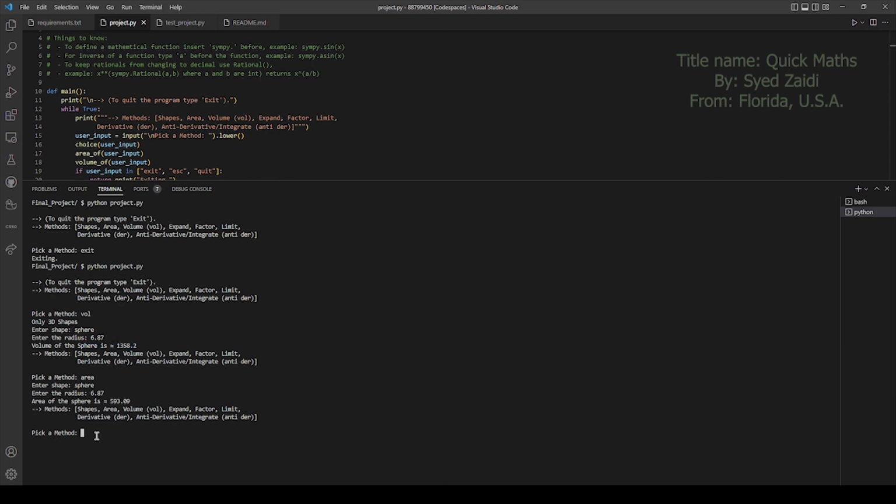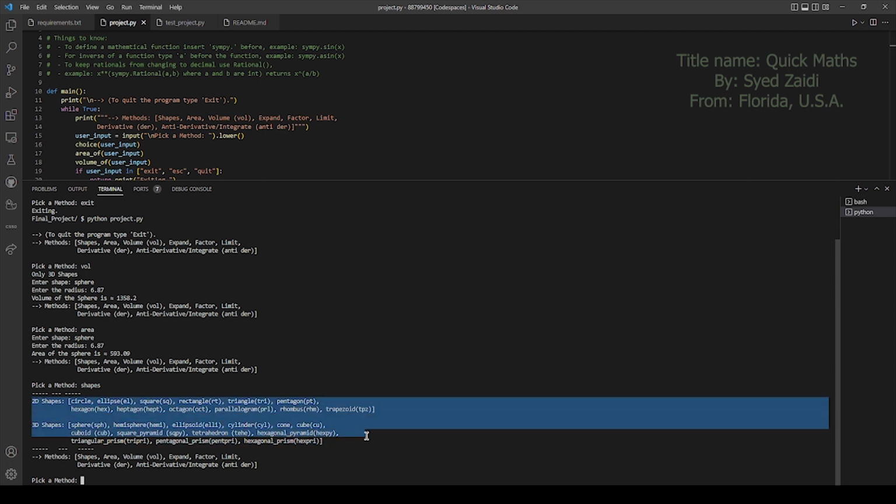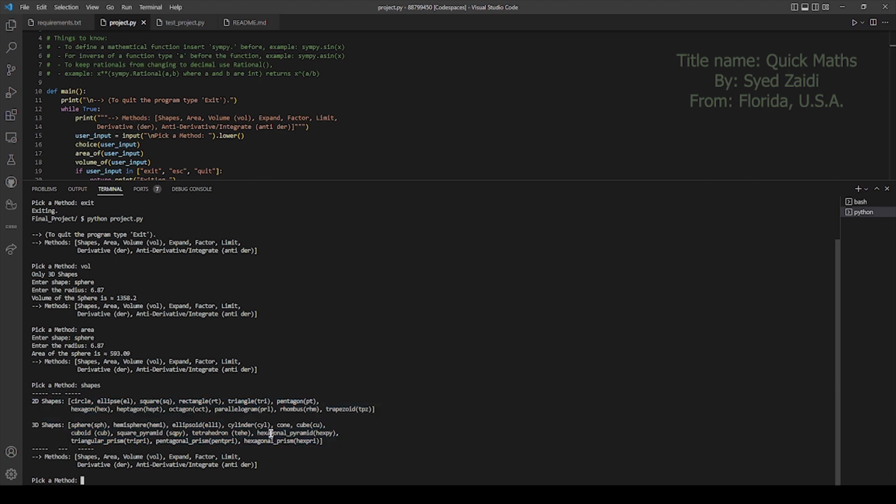Now, what if you put in a shape and the program said invalid shape or something? Then you could type shapes over here, and it gives you a whole list of 2D shapes and 3D shapes. So for volume, it's 3D shapes only, so obviously only these. And then for area, you can do all of these 2Ds and 3Ds, all inclusive.